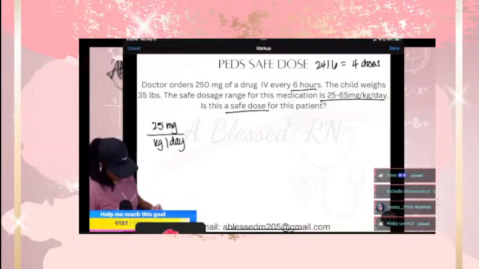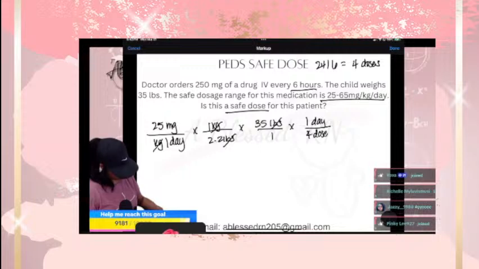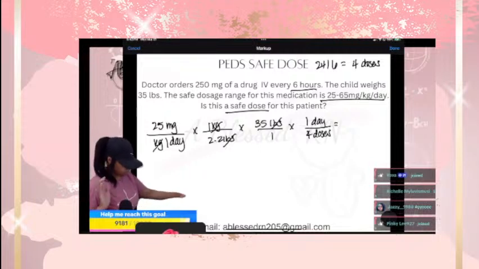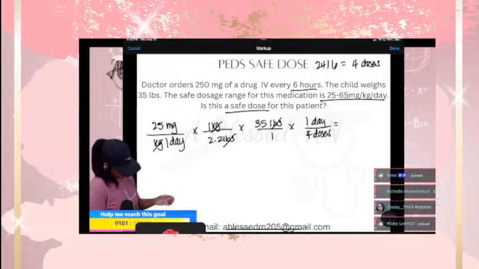All right. So our patient weighs 35 pounds. We'll do 1 kg is 2.2 pounds, and then we have 35 pounds over 1 kg, pounds crosses out, and in one day there are 4 doses. So if we divide that into 4 doses, how much could we give per dose? So 25 times 35 divided by 2.2 divided by 4. That'll be 99.4 milligrams per dose, which is the least that they can get.